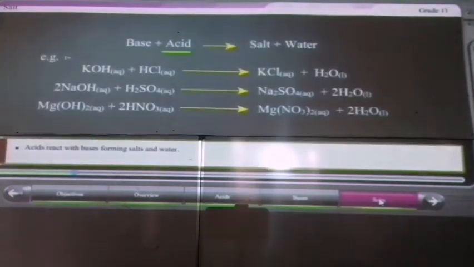Bases react with acids to form salts and water. As examples, potassium hydroxide reacts with hydrochloric acid, forming potassium chloride salt and water. Sodium hydroxide reacts with sulfuric acid, forming sodium sulfate salt and water. Magnesium hydroxide reacts with nitric acid, forming magnesium nitrate salt and water can be stated.